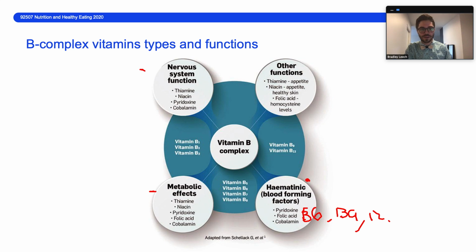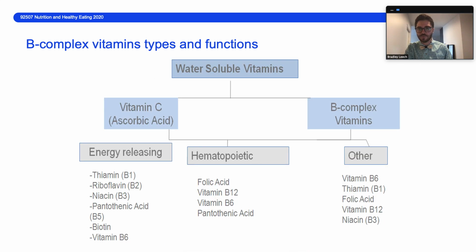So let's delve a bit deeper into these B vitamins. Here's another diagram kind of breaking up these B vitamins. So here we've got energy-releasing B vitamins, right? These B vitamins support with glucose metabolism. They support with the production of your major energy currency within the body, which is adenosine triphosphate, known as ATP. So that's your B1, B2, B3, and so forth. As we alluded to in the previous slide, these B vitamins support with red blood cell production.